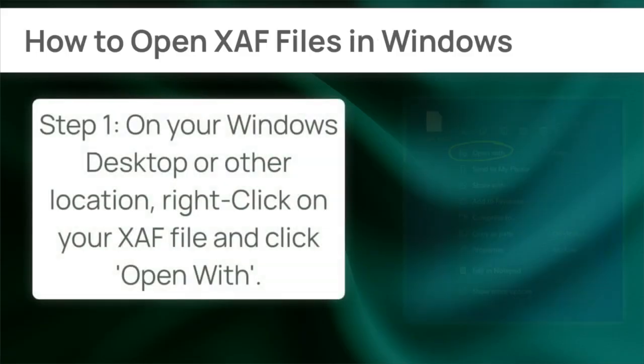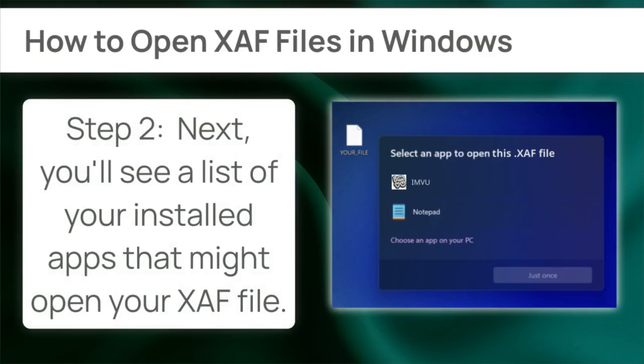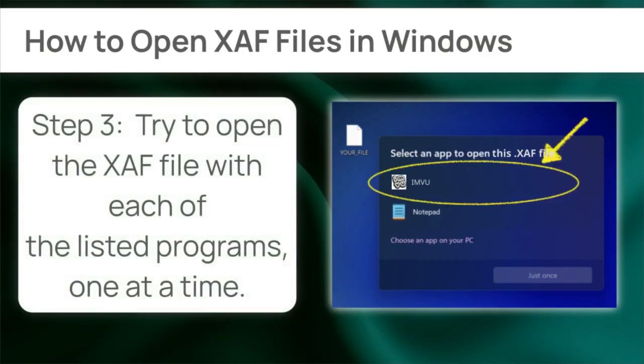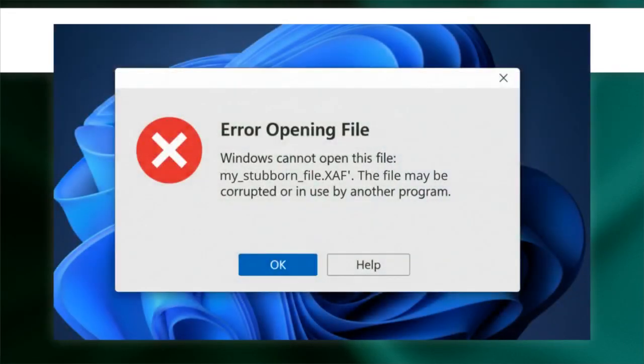To determine the correct decoder, right-click the XAF file and select Open With. Prioritize IMVU if available. If it's absent, select another application. Compatibility often surprises people. When your XAF file does not open, it is usually a small issue.